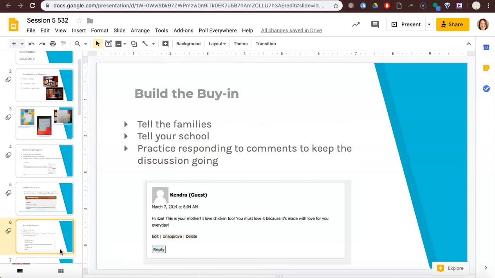So then you want to build the buy-in. If your students are writing on the blog, we want to really harness the one part of blogging that paper writing can never ever match, which is the authentic audience and worldwide reach it offers us, right?